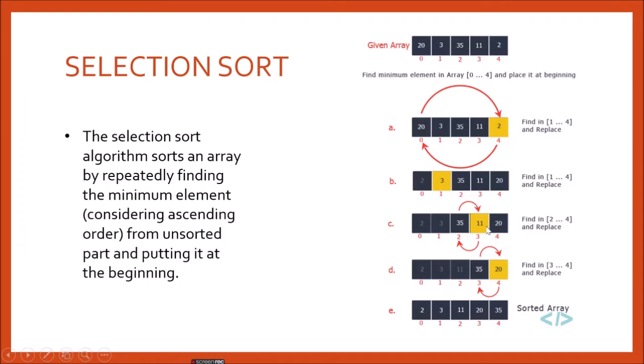Since 11 is the smallest, we swap it with the first position of the unsorted array, that is, we swap it with 35. Now in the last iteration, we must just swap 35 and 20, and we have a completely sorted array in increasing order.